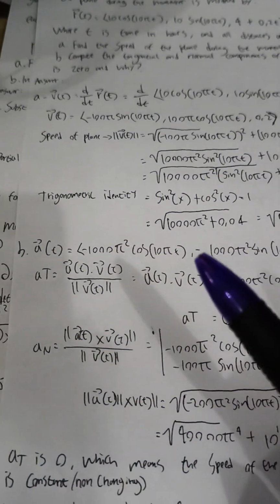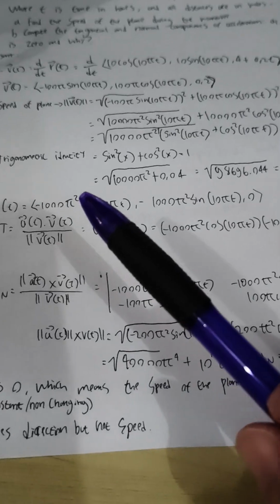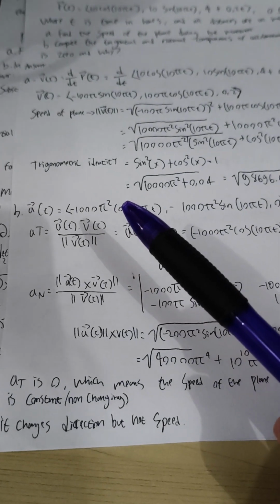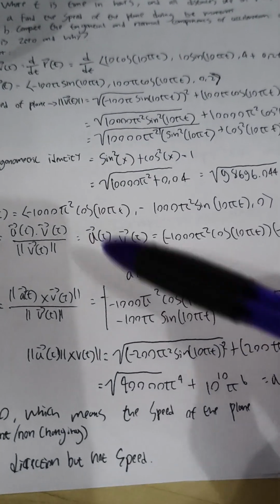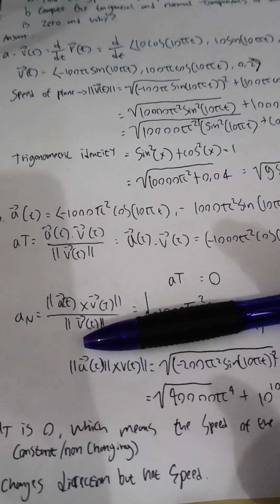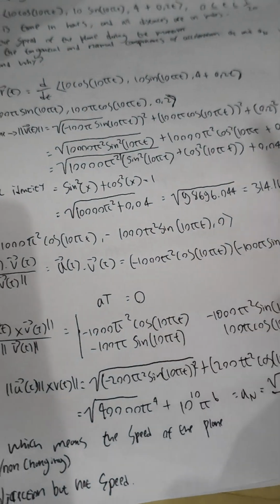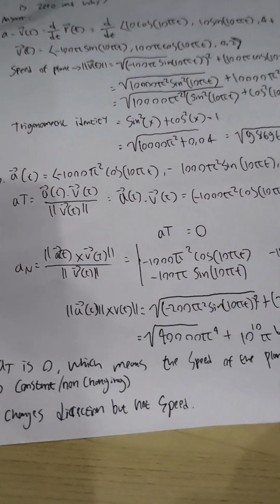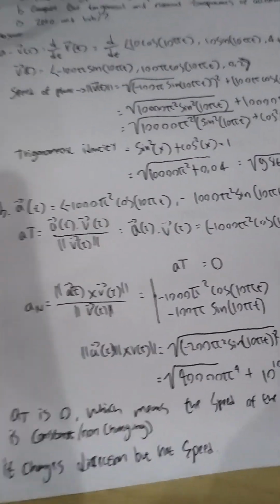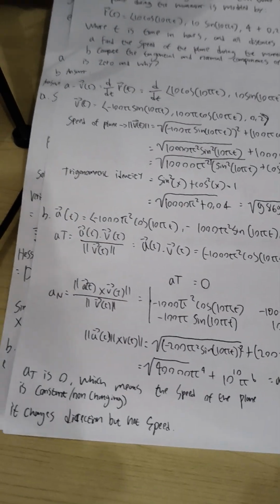Now we need to look at a_T. Which one is a_T again? Damn it, I forgot. Alright, okay, yeah. Basically the constant speed of the plane.